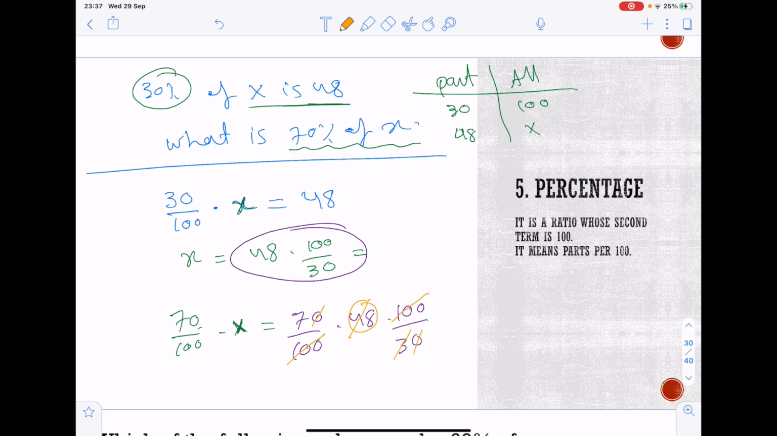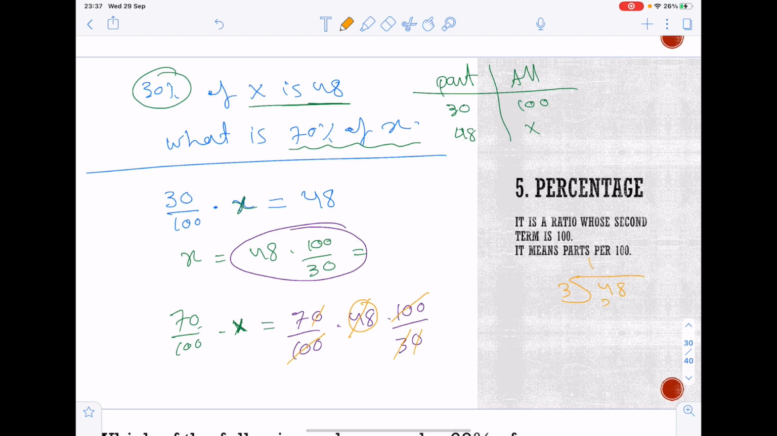Okay. So you can do, if you want, a long division. This would be 1, 3, 1, 18. 18 divided by 3 is 6. So 16. Okay, 16. So now you have to multiply 16 with 7. So 7 times 6 is 42. 7 times 1 is 7. 7 plus 4 is 11. So the answer is 112.